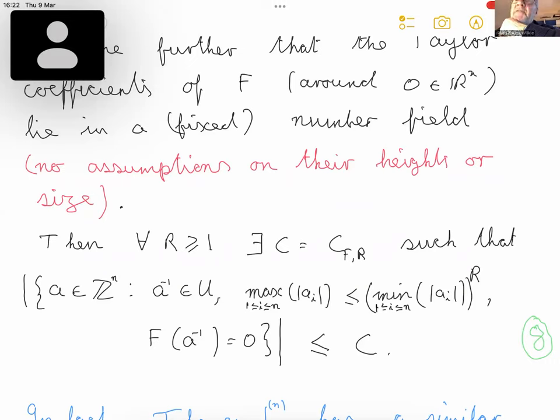So if you take any, say, fixed large r, then the number of such points is bounded by a constant, where the constant has to depend on r. Obviously it depends on the function and on r. So we have the many variable version of the theorem about analytic functions with Taylor coefficients in the number field. That's true in n variables, providing you restrict the coordinates to not drift too far apart as the points go to infinity. Or, well, they can't go to infinity if they don't drift far apart.